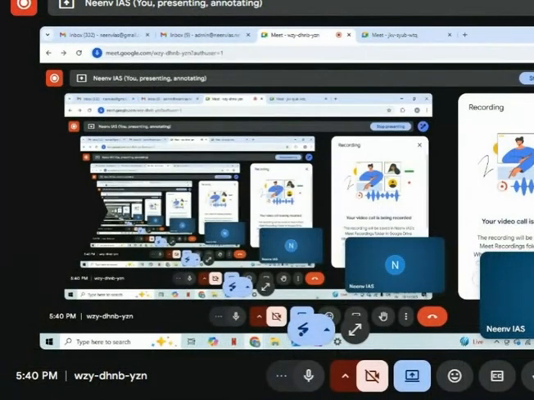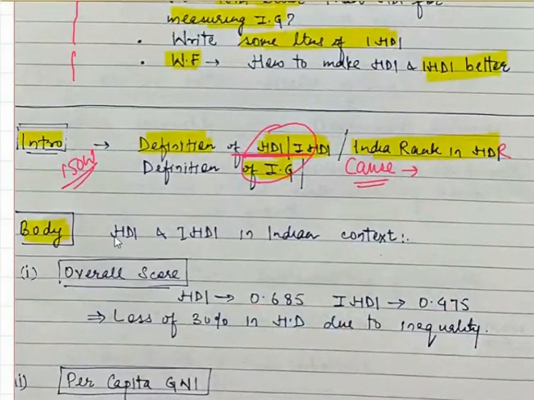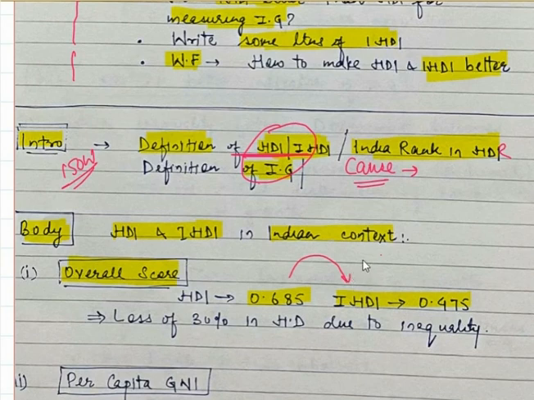Now, if I talk about body part, let's come to that part. If I talk about body, we have to tell difference between HDI and IHDI in Indian context. First, we'll differentiate in terms of overall score. India's HDI score is 0.685. India's IHDI score is 0.475. So it actually clearly shows that India's IHDI is lower than India's HDI. That means inequality exists in India.